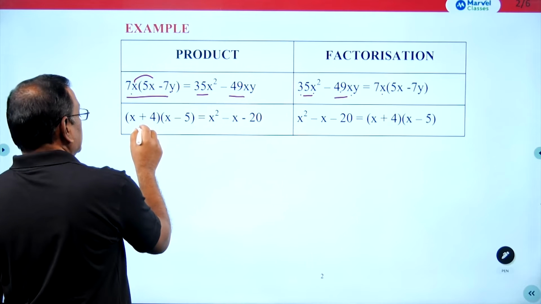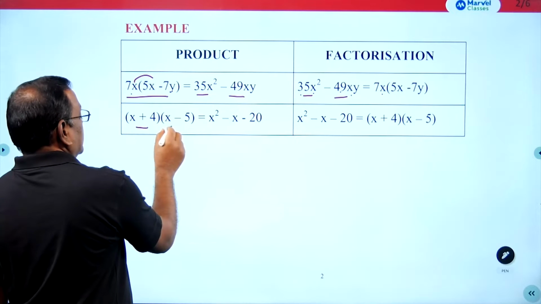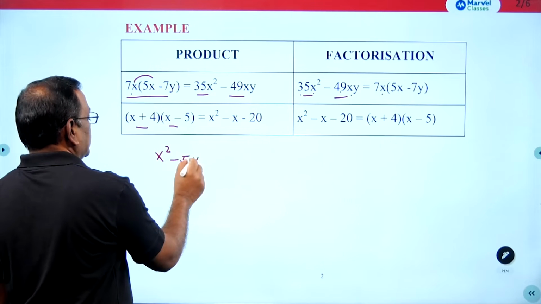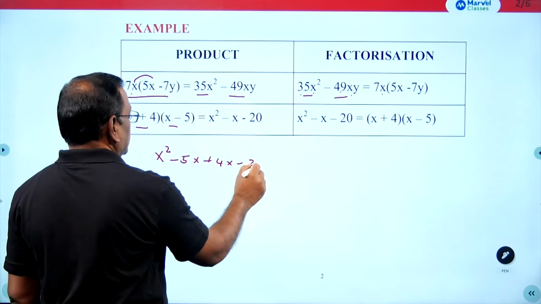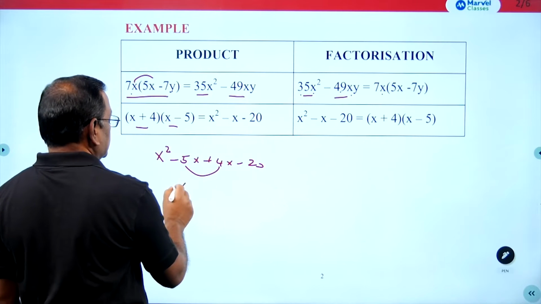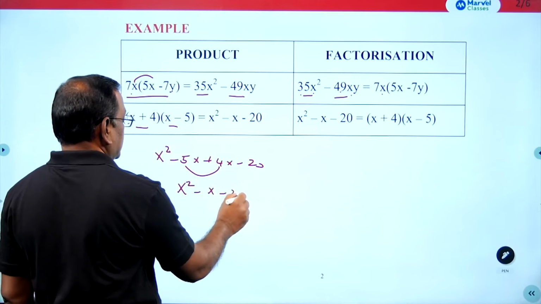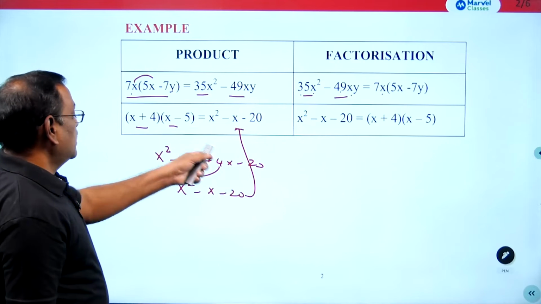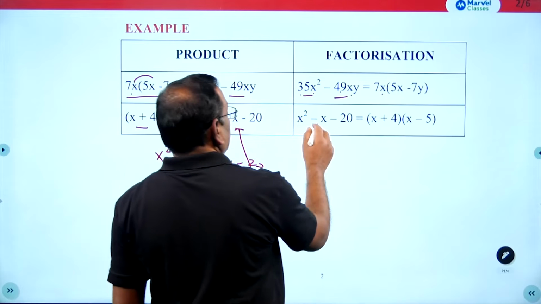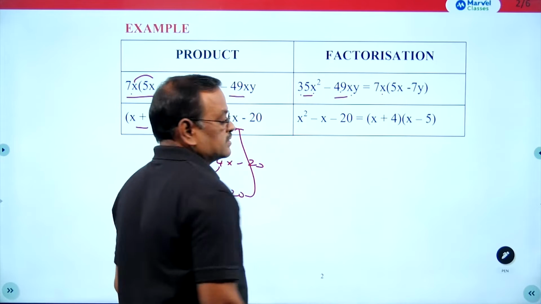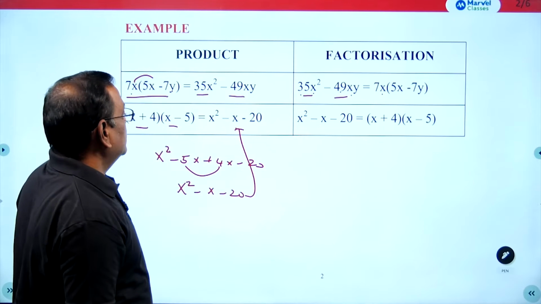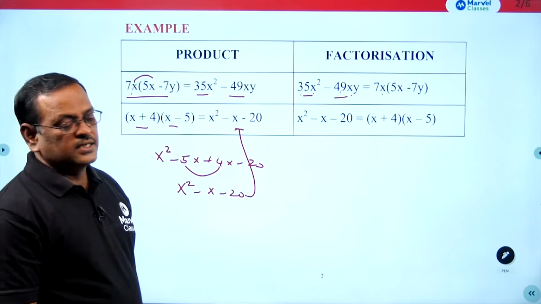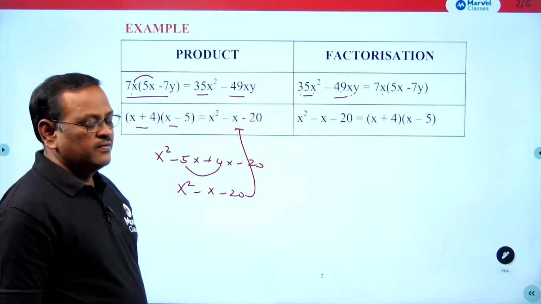And one more expression, the product (x plus 4) into (x minus 5). If you multiply by the regular method, x square minus 5x plus 4x minus 20. Minus 5x plus 4x is minus x, so x square minus x minus 20. This is a polynomial. So factors to product is multiplication, and polynomial to factors is factorization. These two are reverse processes: factorization is the reverse process of multiplication, and multiplication is the reverse process of factorization.